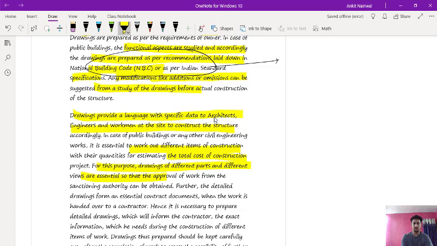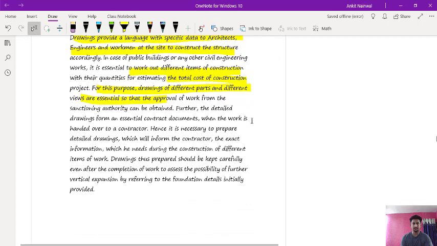I will be telling you about different types of building drawing and different parts and the views by which the drawings are made. Okay, so each and every detail needs to be there in the drawing, so that the actual cost and estimation of the quantity of the material can be done with the help of the drawing.